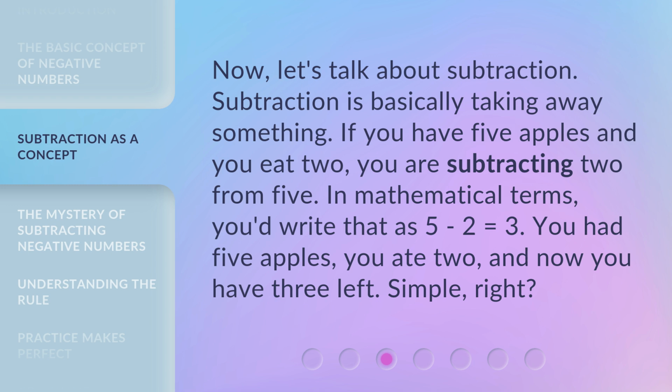Now, let's talk about subtraction. Subtraction is basically taking away something. If you have 5 apples and you eat 2, you are subtracting 2 from 5. In mathematical terms, you'd write that as 5 minus 2 equals 3. You had 5 apples, you ate 2, and now you have 3 left. Simple, right?